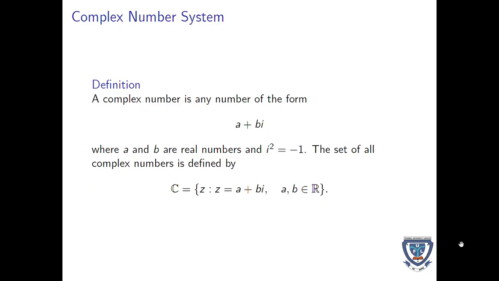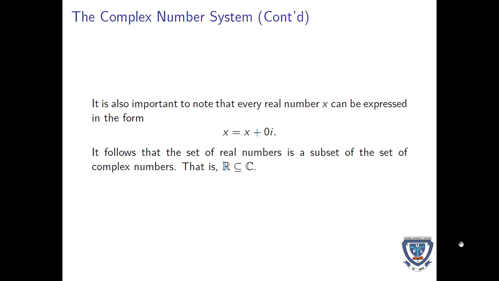The set of all complex numbers is usually denoted by the letter C, such that z is equal to a plus bi, where a and b are in R. This is how we define it mathematically. It is important to know that every real number x can be expressed in the form of a complex number. It follows that the set of real numbers is a subset of the set of complex numbers.